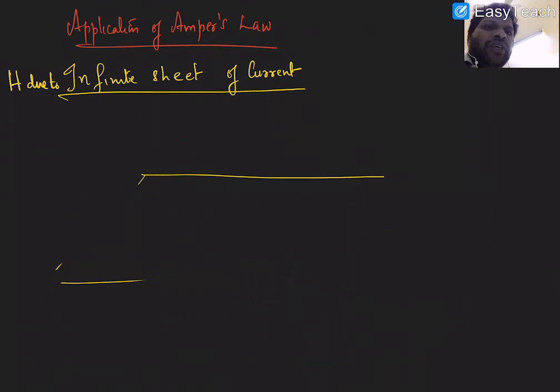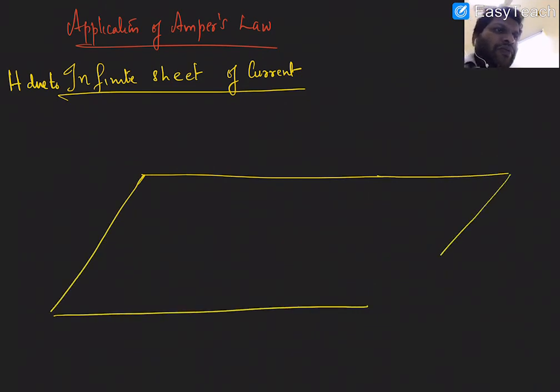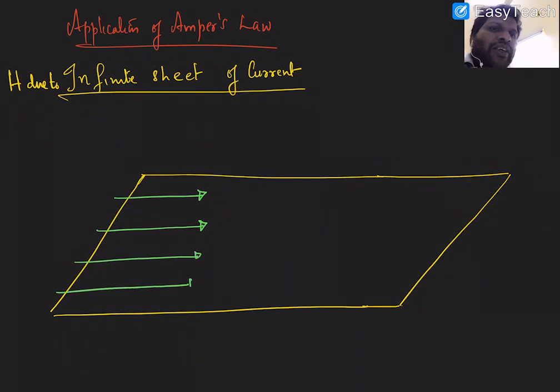So let me draw it a little bit bigger. This is an infinite sheet which is carrying the current. We can first define the axis, in which axis it is carrying the current. You see here it is carrying the current in this direction, and we can assume that this direction is the y direction, for example. Let us consider this is my origin.